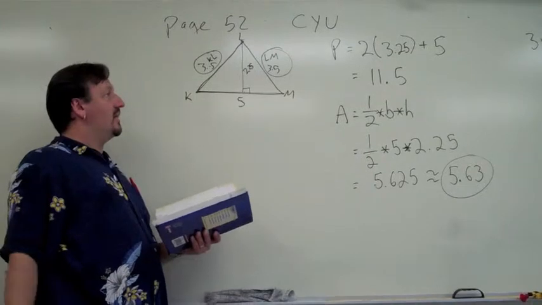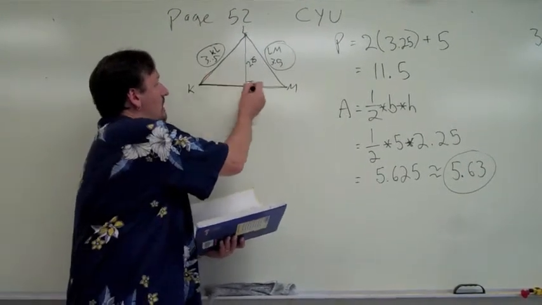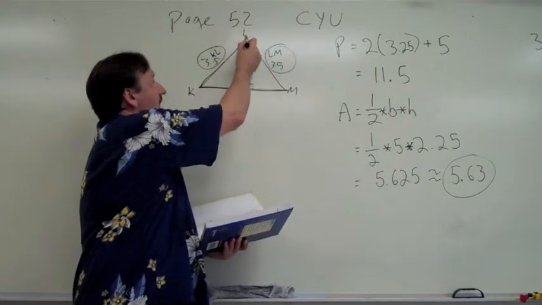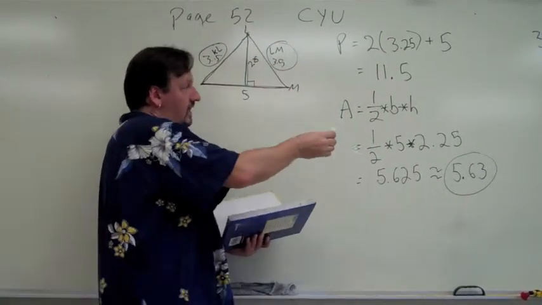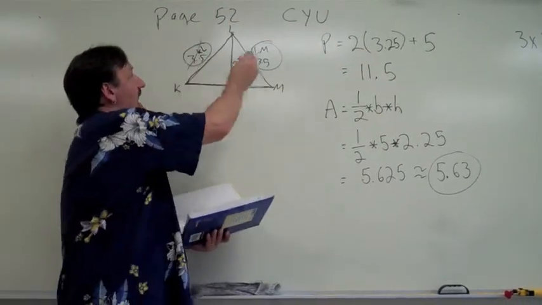And if I was just finding the area, the number of measurements that I would need would be this across the bottom of the 5 and the height right there, because the formula gives me 1/2 times base times height. I don't even need that number.